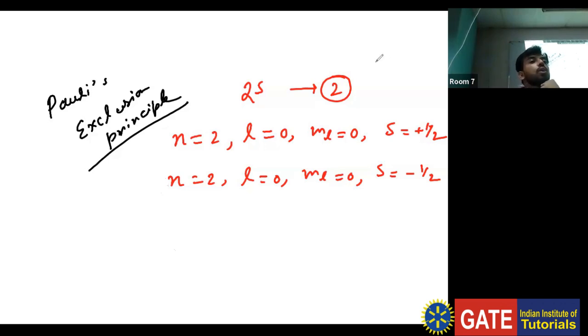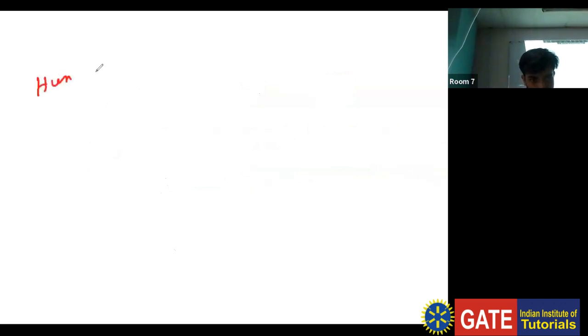Next, note it down. Hund's rule of maximum multiplicity. I'll tell you. Next you note it down. Done. This is done. Chetan. Done. What are the quantum numbers? I'll tell you.